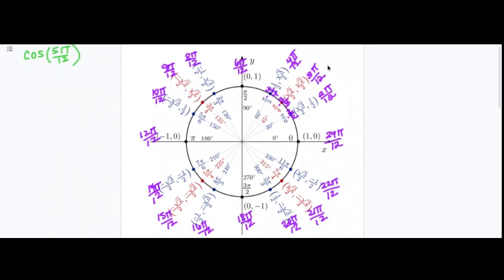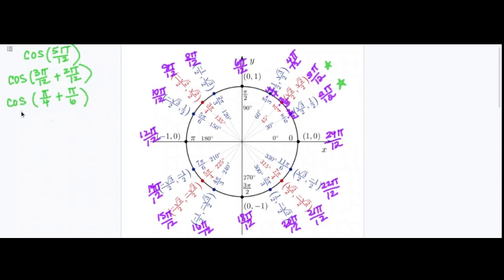Something that I see is 3 pi over 12 plus 2 pi over 12. So what I have is the cosine of 3 pi over 12 plus 2 pi over 12. And if I write that with its original radian measures, I have the cosine of pi over 4 plus pi over 6.